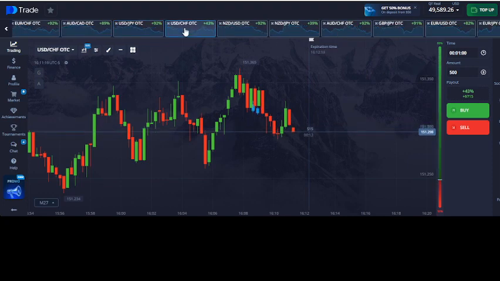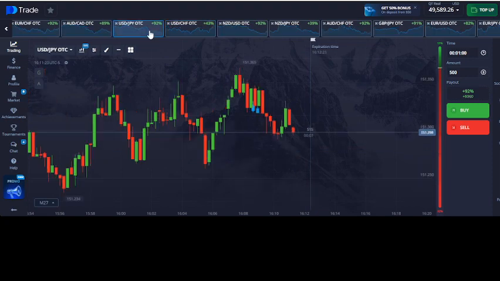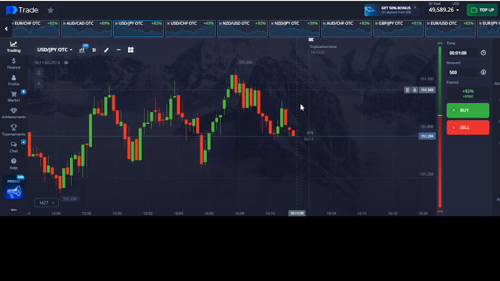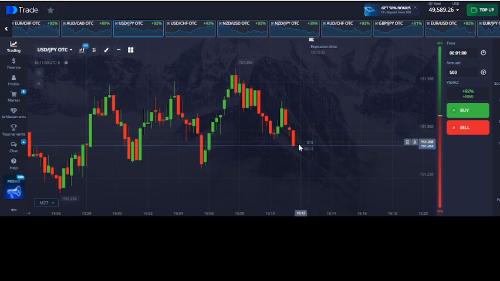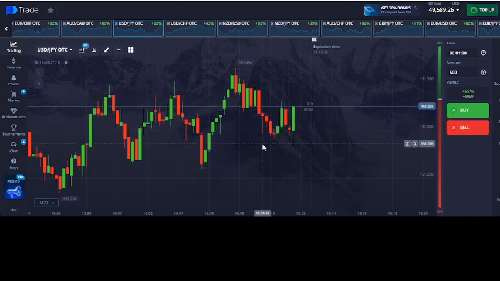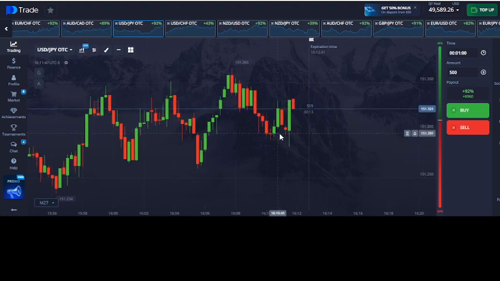Wait a minute. Let's go back to U.S. dollar. All right, we had two gaps here. We have also a level of support here. Even though the gap formed, I didn't take the trade because I saw this level of support right here.